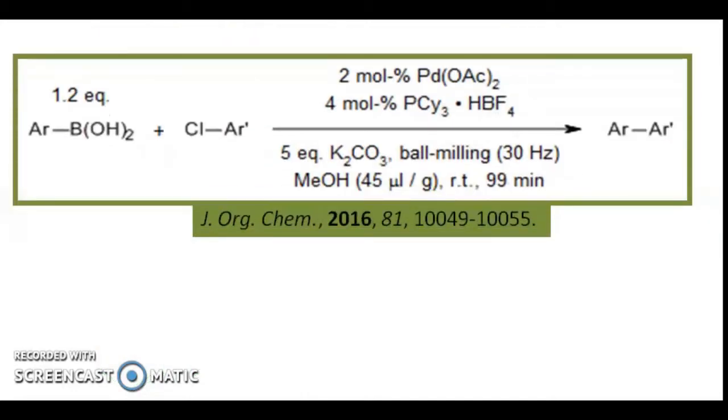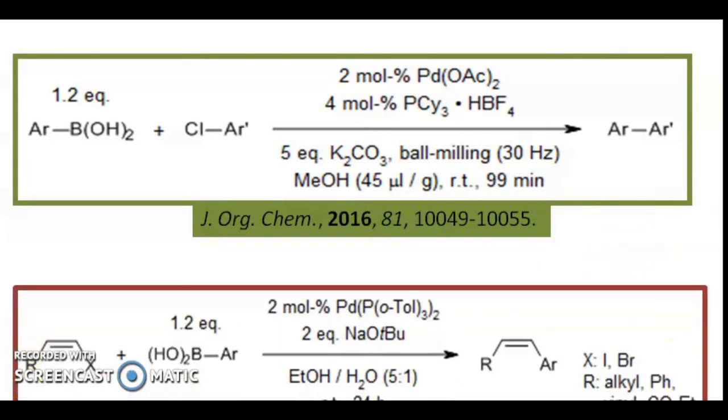Now, another example here, we have used boronic acid and an aryl halide, and you get a biphenyl. Okay, boronic acid is used, aryl halide is used, and you get a biphenyl. This was published in 2016. So, you can see that this is still a live area of research going on, coupling reactions.